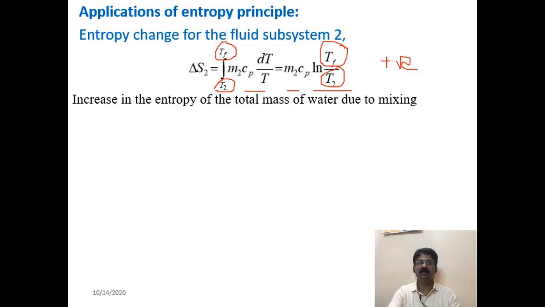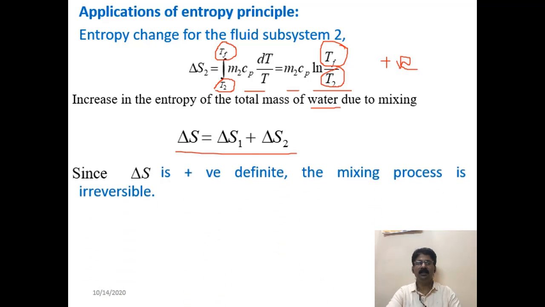So the increase in entropy of the total mass of the mixture due to mixing is delta S equal to delta S1 plus delta S2. Now delta S is definitely positive, because the mixing process is irreversible. When you mix the two fluids, the entropy change of the entire process is always positive. One of the subsystems may have a negative change in entropy and the other may have a positive change, but when you add these two quantities, the magnitude of the positive quantity will be more than the negative quantity, so that the sum will always be positive.